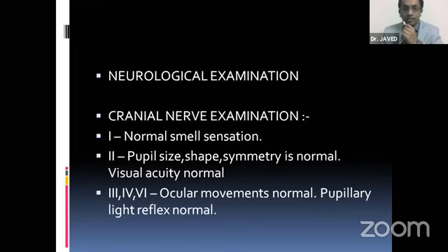the first nerve was normal smell sensation. The second cranial nerve, pupil size, shape, symmetry was normal. Visual acuity was normal. Third, fourth, and sixth cranial nerve, ocular movements were normal. Pupillary light reflex was normal.